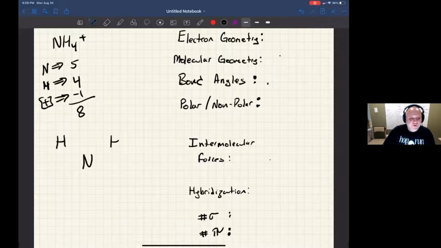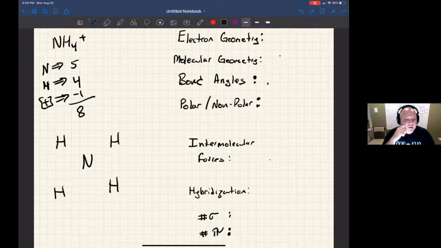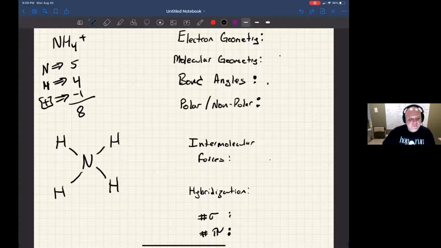Now, we would still want to arrange our molecule or our species as symmetrically as possible. The nitrogen in the middle and the hydrogens all around. And then the next step would be to draw that single bond to all of the atoms from the central atom. I would reduce my electron count. 8 minus 8 is 0. So I've run out of electrons.